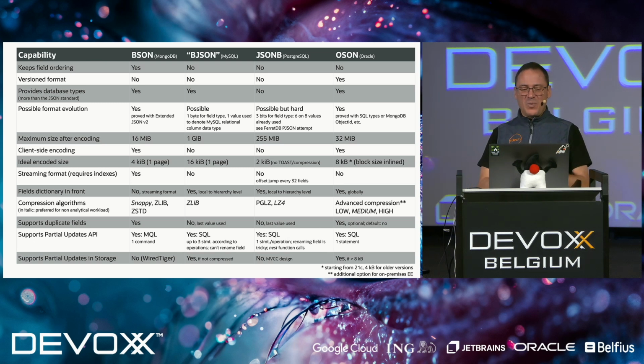Client-side encoding, both Mongo and Oracle support this. So that means it's more efficient when you're reading the data at the application level. Sadly, MySQL and Postgres do not. So there will be some sort of translation, conversion of the data before you actually can consume it.